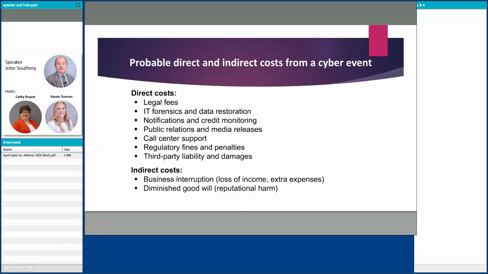And the indirect costs, or the soft costs that are often underappreciated, include business interruption, the loss of income and extra expenses and special expenses, and diminished goodwill or reputational harm. Patients, new patients, and existing patients may not come back to your practice because they don't trust your data security as a result of a data breach that had to be reported.